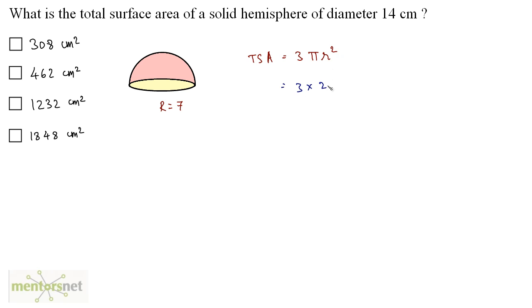So 3 into 22 by 7 into r, which is 7. So 7 times 7. This 7 and this 7 cancel out. 22 times 3 is 66, times we have the 7. And 66 times 7 is 462. The unit will be centimeter square. So option B is the correct answer.